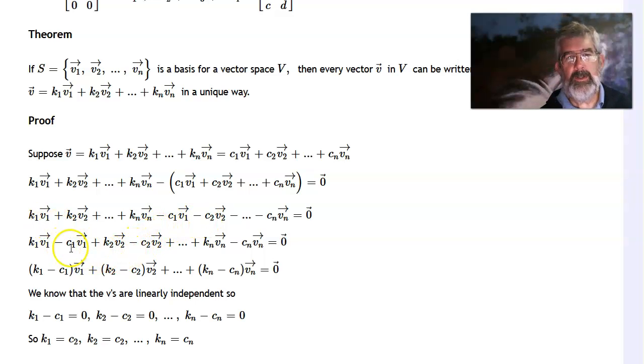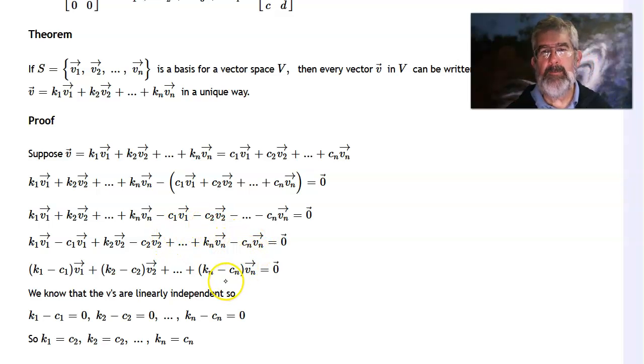So I get the V1s together, the V2s together, the V3s together, and lastly the Vn's together. And then I've got another distributive property that allows me to pull the V's out. So from these 2 terms right here, factor out a V1. So that's K1 minus C1 times V1. Likewise, factor out the V2 from those 2, and the V3 from the next 2, and the Vn from the last 2. So what I end up with is some number times V1 plus some other number times V2 plus, and so on, an nth number times Vn equals the 0 vector.